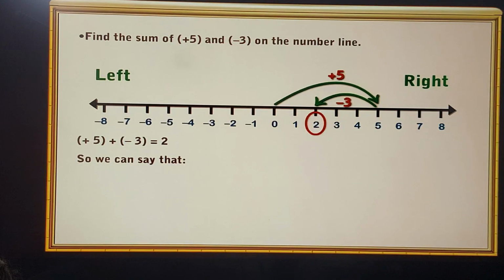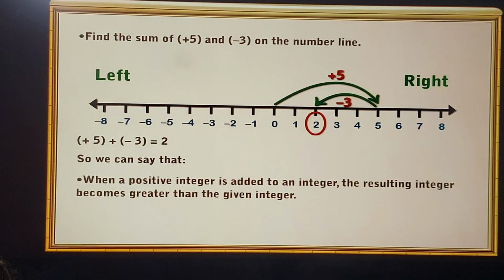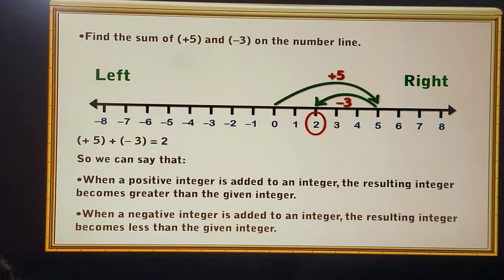So we can say that when a positive integer is added to an integer, the resulting integer becomes greater than the given integer. When a negative integer is added to an integer, the resulting integer becomes less than the given integer.